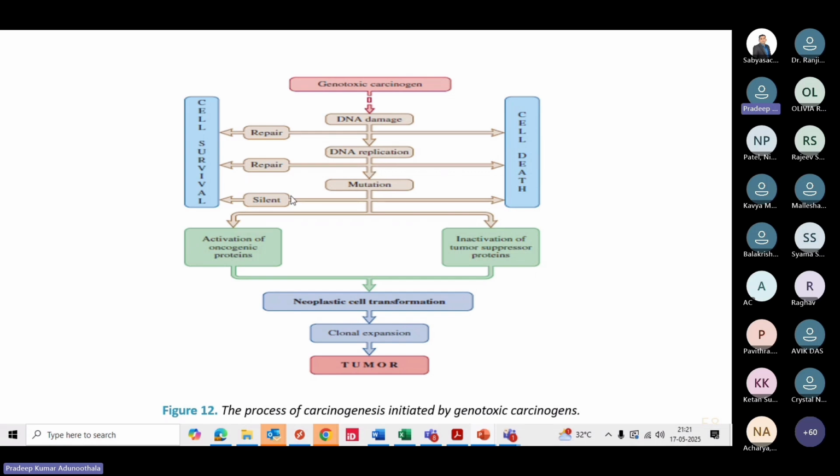If it is a silent mutation, that leads to cell survival. And if the mutation activates the oncogene proteins and inactivates tumor suppressor proteins, that leads to neoplastic cell transformation, that leads to clonal expansion, that leads to the tumor.